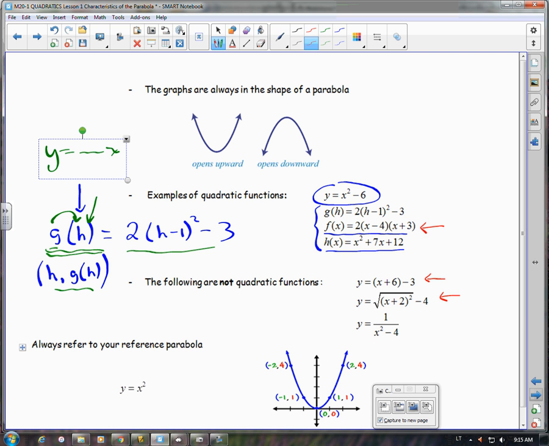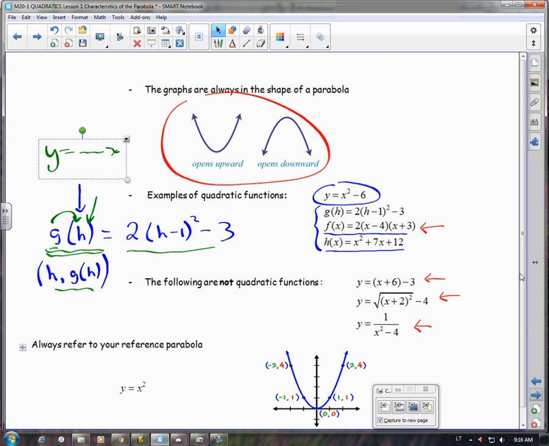So this will result in not a parabola, so not something that looks like this. And then same thing with the last one here. You might say, hey, there's an x squared on the bottom. But the fact that it's on the bottom, remember, really means that there's a negative exponent to it. And so this also will not result in our parabolic shape. Okay.